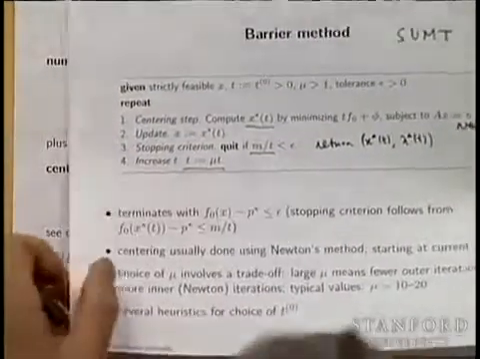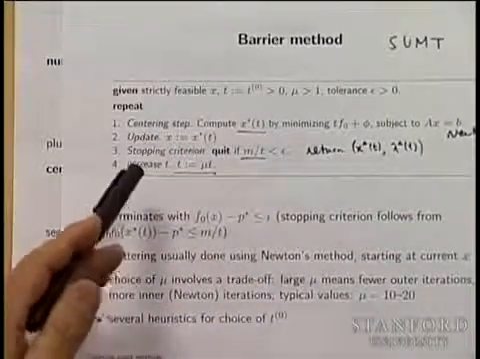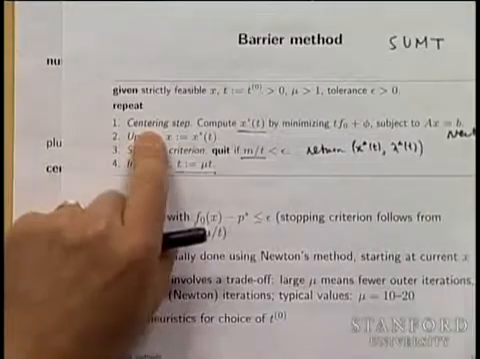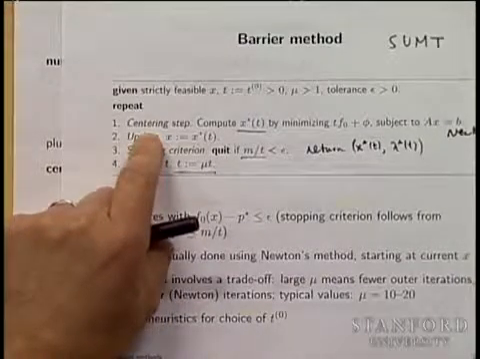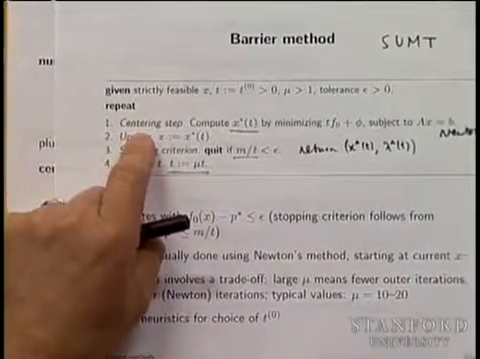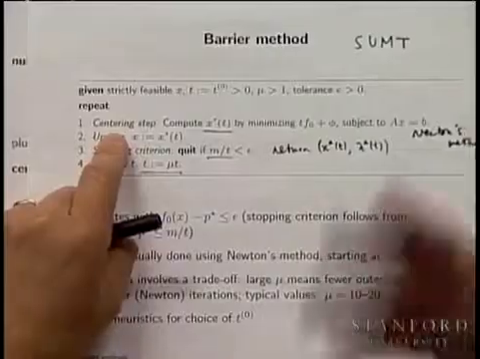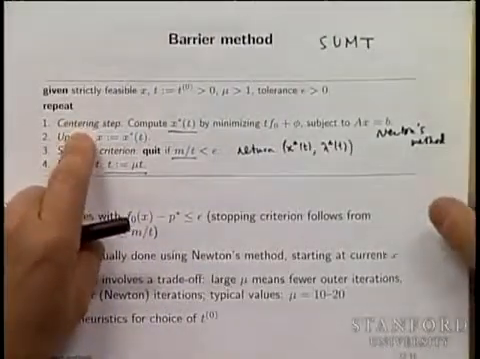By the way, it should be clear that there's lots of stuff you could save here. For example, when you do a centering step, you don't have to compute x star of t to 16 significant figures. That's totally clear, because this whole thing is just a method to guide you towards the solution. So you don't have to do full centering.